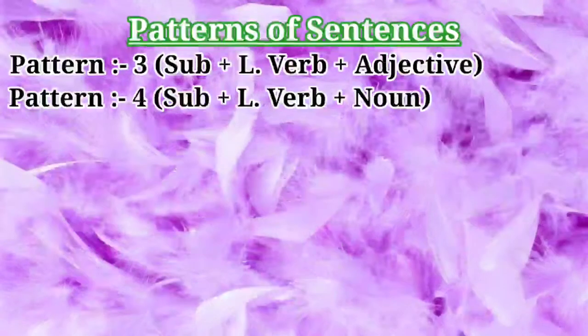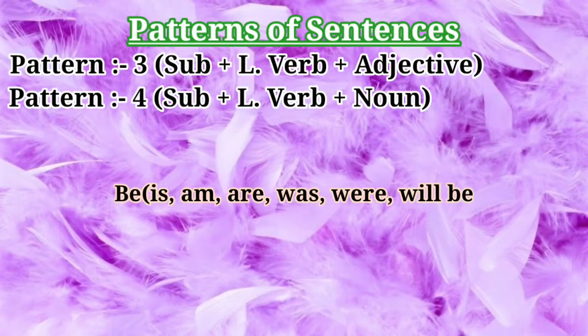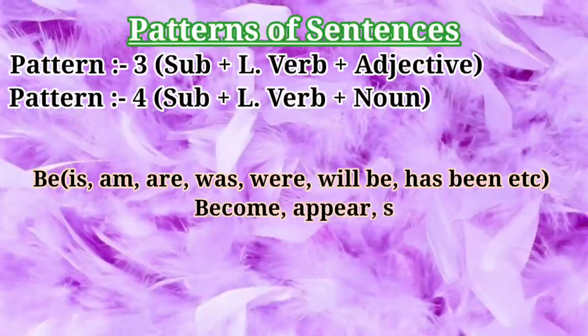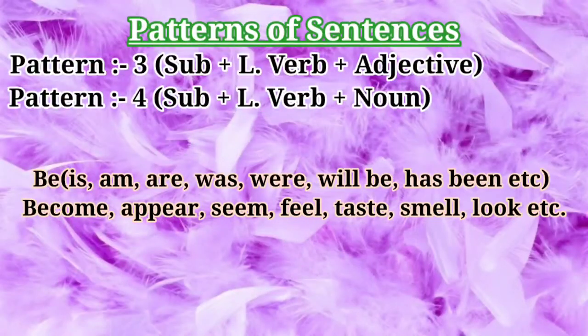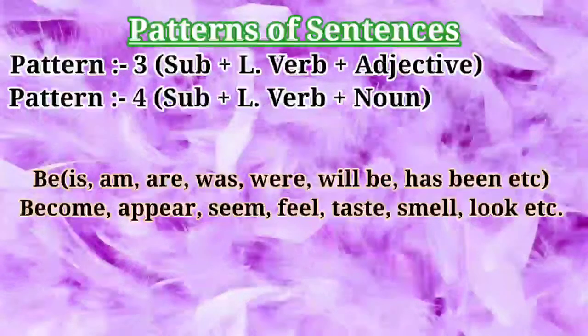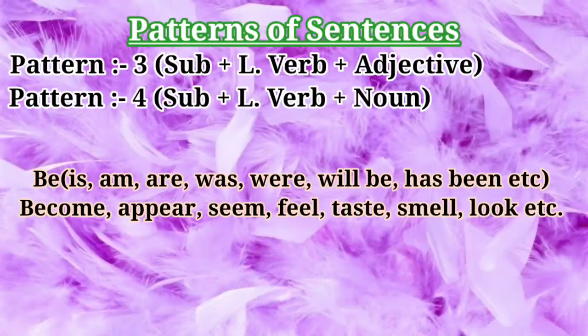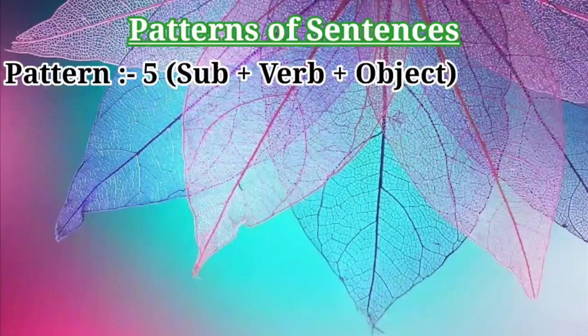So there are some other linking verbs. Let's have a look. The be verbs like is, am, are, was, were, will be, has been, etc. come under linking verb, and also become, appear, seem, feel, taste, smell, grow, look, etc. also come under linking verb. Okay, then pattern number 5, subject plus verb plus object. This one is very easy. Have a look, children.